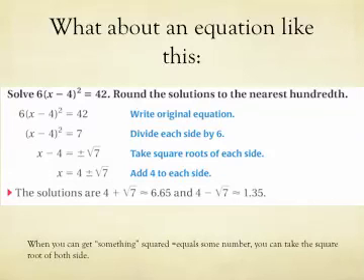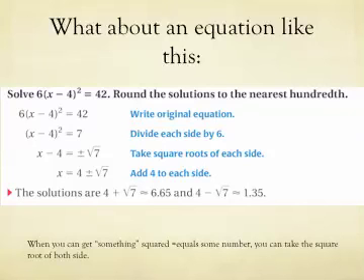So the solutions, 4 plus the square root of 7, which is approximately 6.65 if you do it on your calculator, and 4 minus the square root of 7. That's approximately 1.35. So if I plug in 6.65 into the original equation, the left-hand side will approximately equal 42. If I plug in 1.35 into the original equation above, the left-hand side will be approximately equal to 42 as well. These are the solutions to the equation that's shown above.